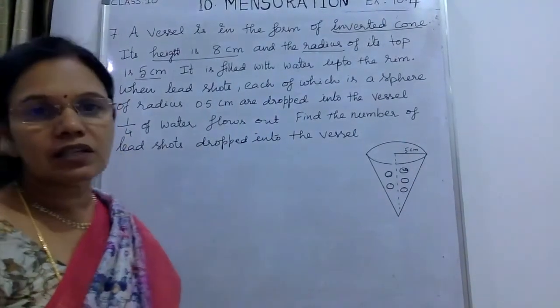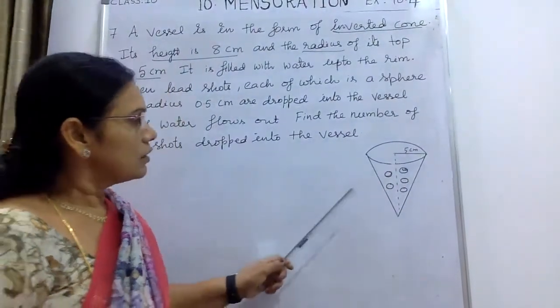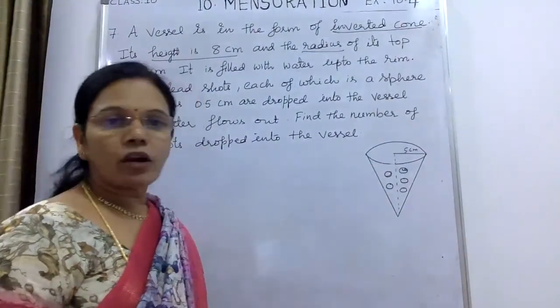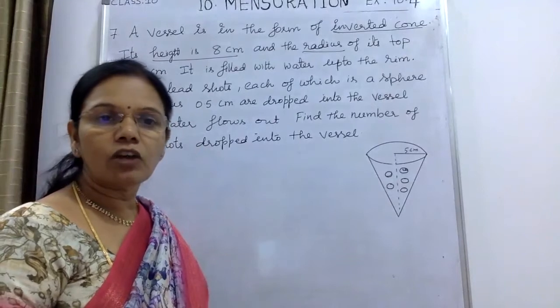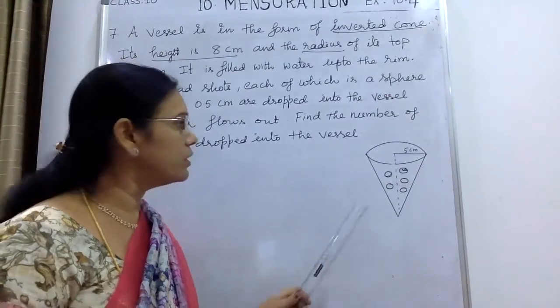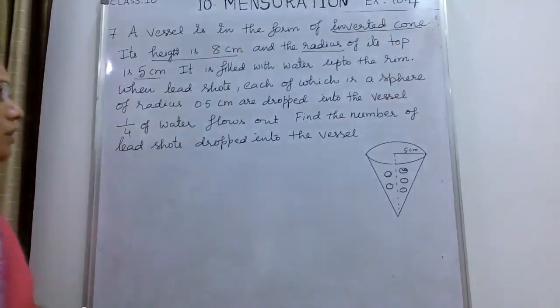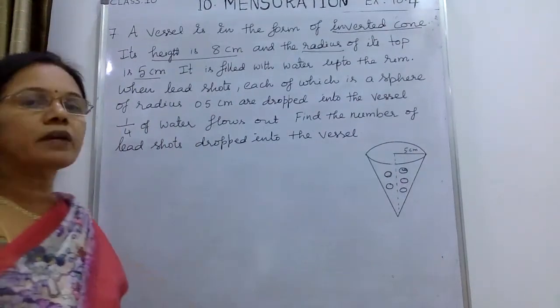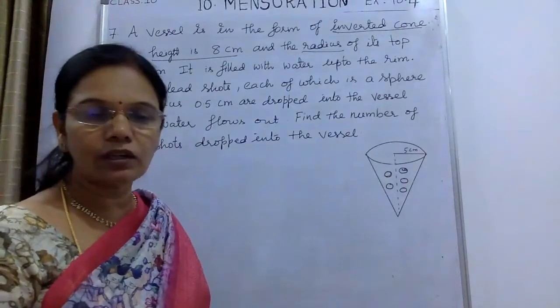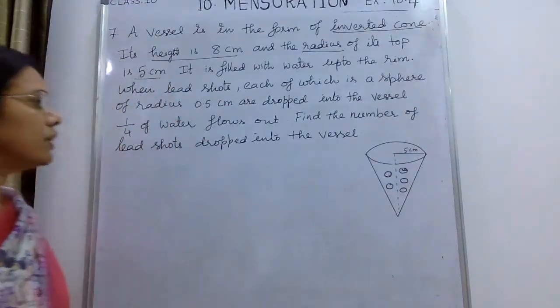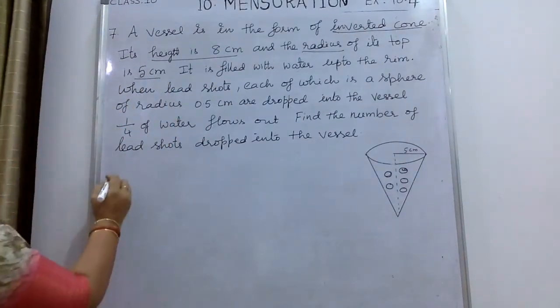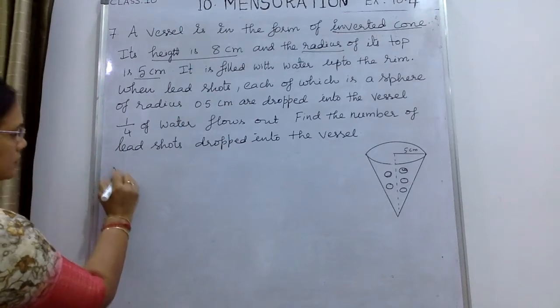It means there is a logic here. If suppose there are n number of lead shards, then the volume of n lead shards will be equal to 1/4 of the volume of the cone. So by using this logic, we are going to solve the problem. Let us find the volume of the cone first.